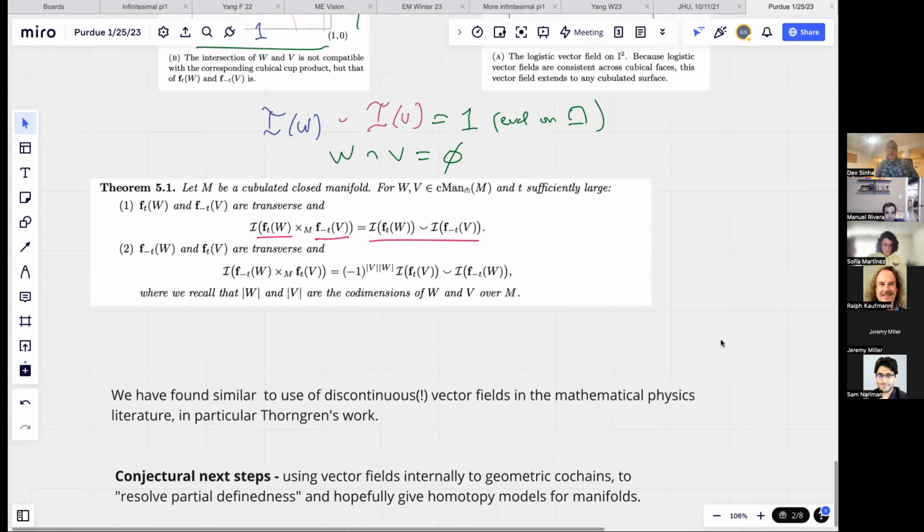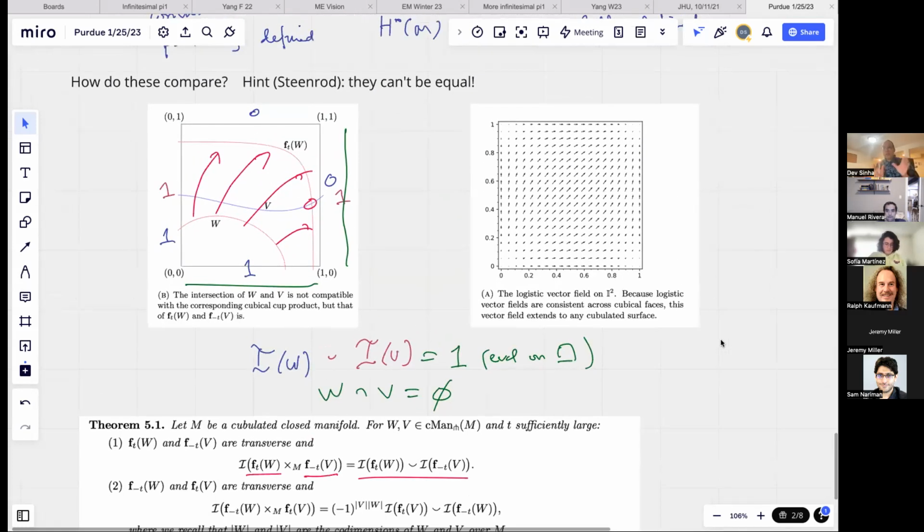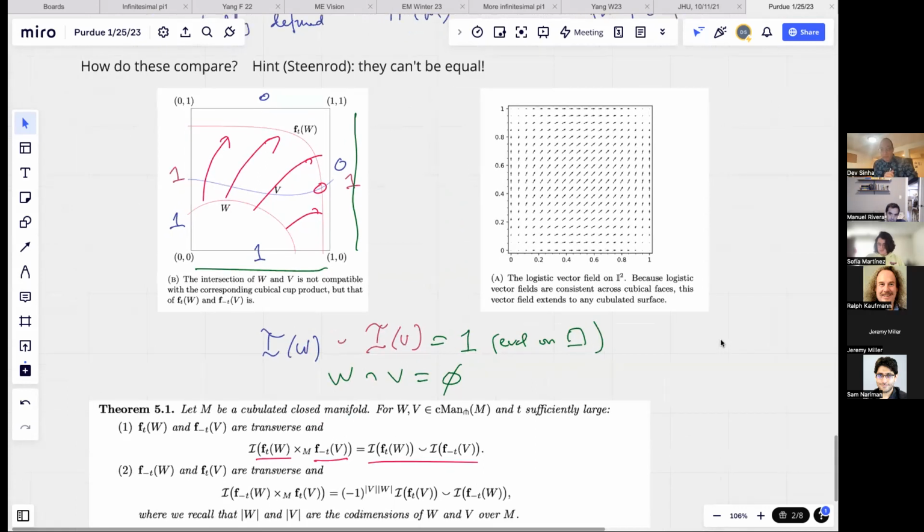Interestingly, we found similar use of vector fields on cubulated, triangulated manifolds in the mathematical physics literature. And so it would be interesting, although theirs are discontinuous, to start playing with the smooth ones. I mean, this is this lovely smooth object that's living through this combinatorial structure. So we hope to play with some of those ideas down the line.